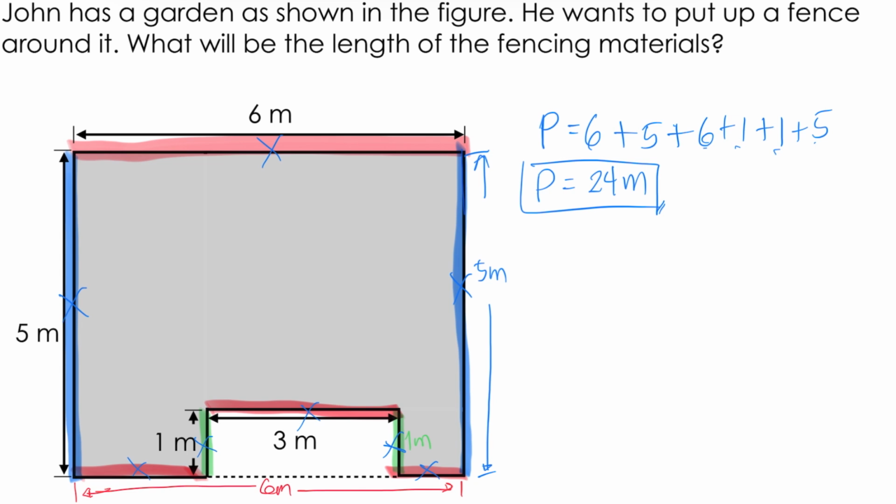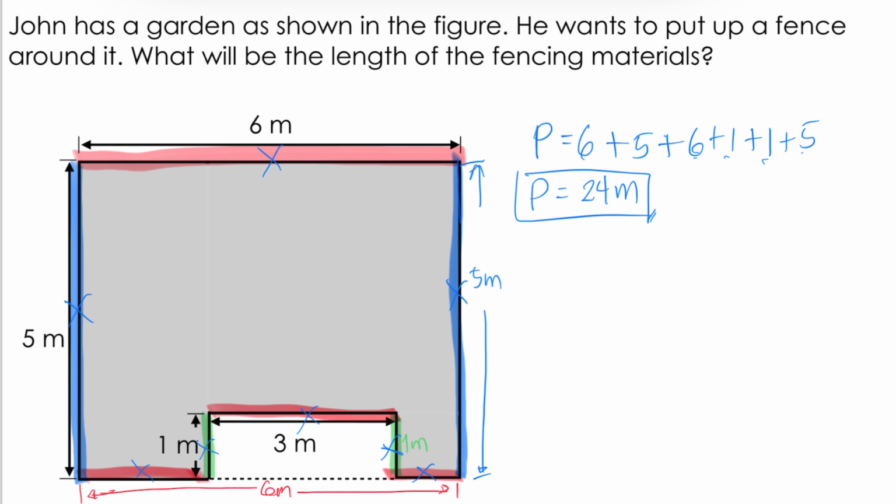Of course, there are other ways. If you don't want to add and add and add, you can also multiply, like 6 times 2 plus 5 times 2 plus 1 times 2. And you would still get the same answer of 24 meters. So that's it. I hope this video was able to give you more practice on perimeter of composite figures.